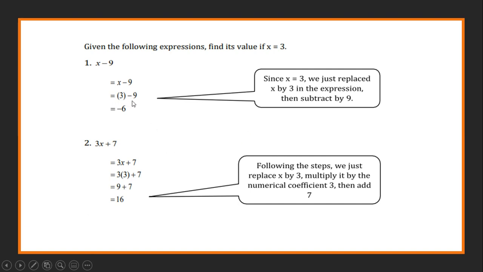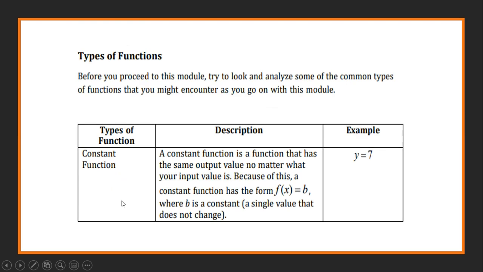So, x minus 9. So, that's gonna be, yung x ay replace natin ng 3. 3 minus 9, negative 6. So, dito naman, 3x plus 7. 3 times x ang ibig sabihin yan. So, 3 times 3, yung x natin ay pinalitan ng 3. 3 times 3, 9 plus 7 is equal to 16.